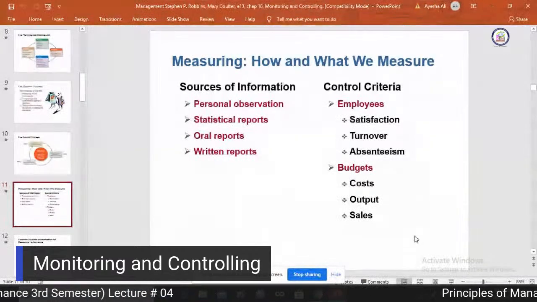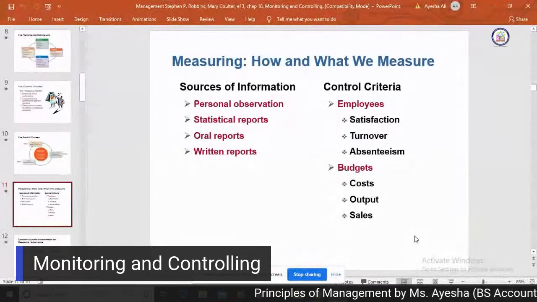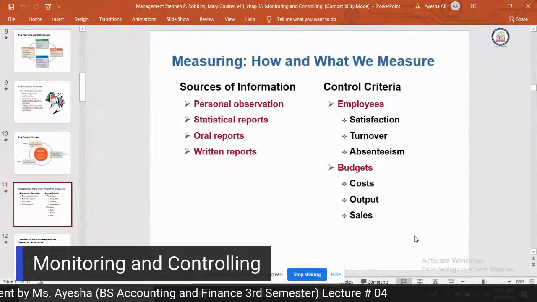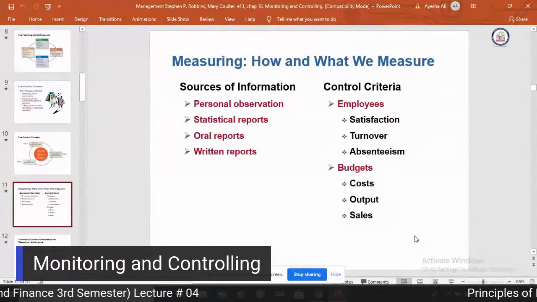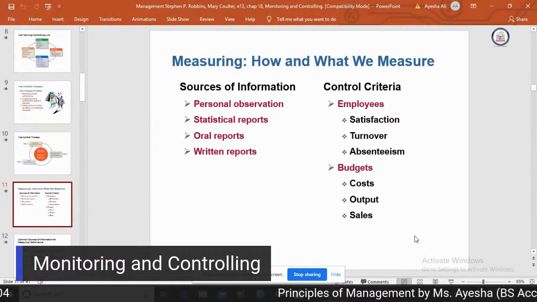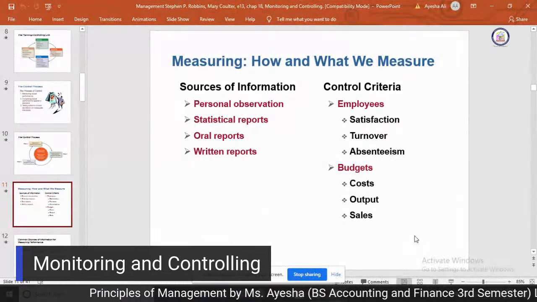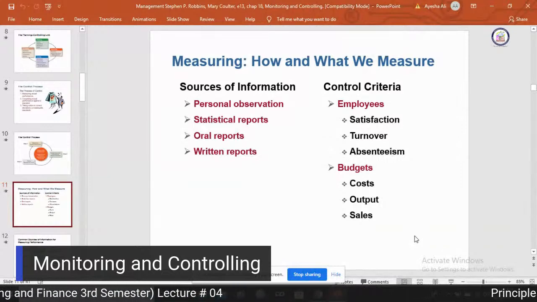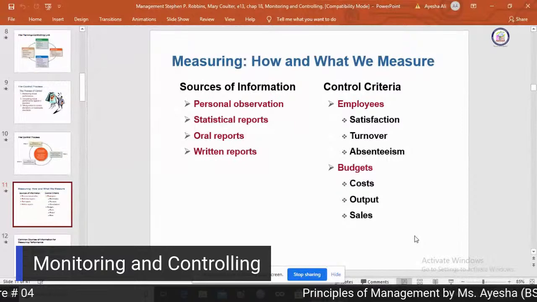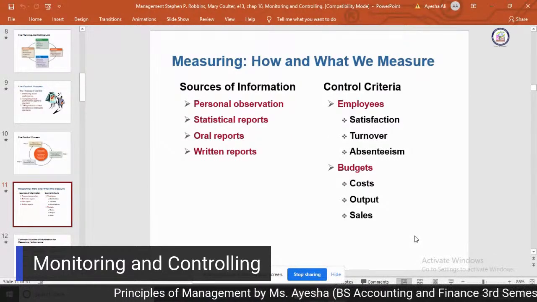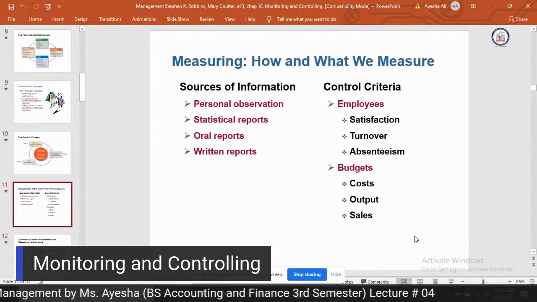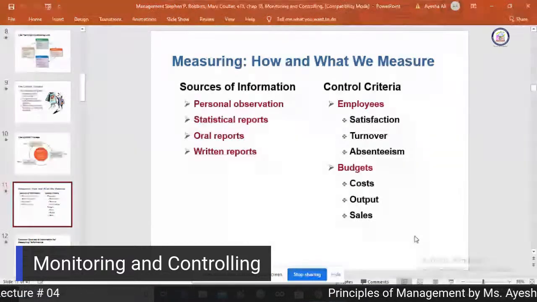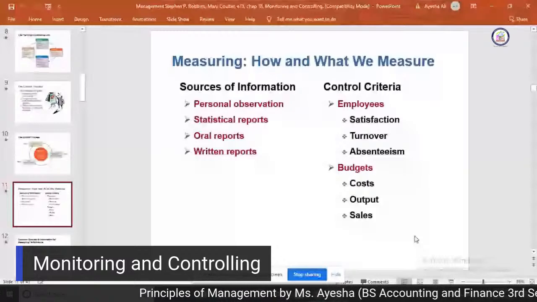And after it, we have the statistical report. In a statistical report, we have a written document about the goals: how much of the goal is achieved, how much a person has achieved, and how much is still in process. So it is facts and figures. And then we have the oral report, in which we can take the report orally about the performance of the individual and group. And after it we have the written report, a written document from which we can know about the performance of the individual and team.